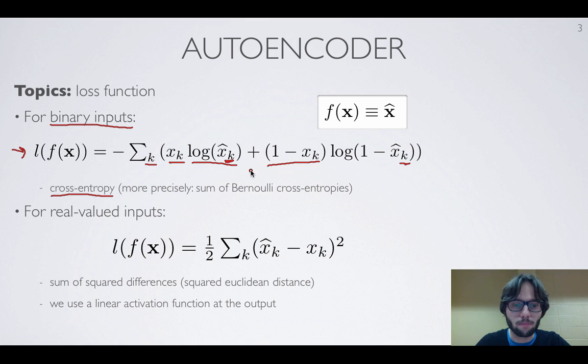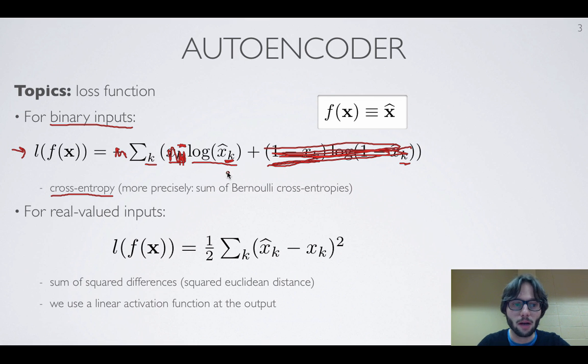So let's look at this a little bit more closely. For instance, imagine that for some given k, xk was equal to 1. Then this would be 1 minus 1, so this whole term would be 0, so we can just ignore it. And so this would be 1. So really in this case, what I'd be minimizing is minus the log of the output. And if I minimize this, it's the same as maximizing the log of the output. So I'm trying to push the output as close as possible to 1.